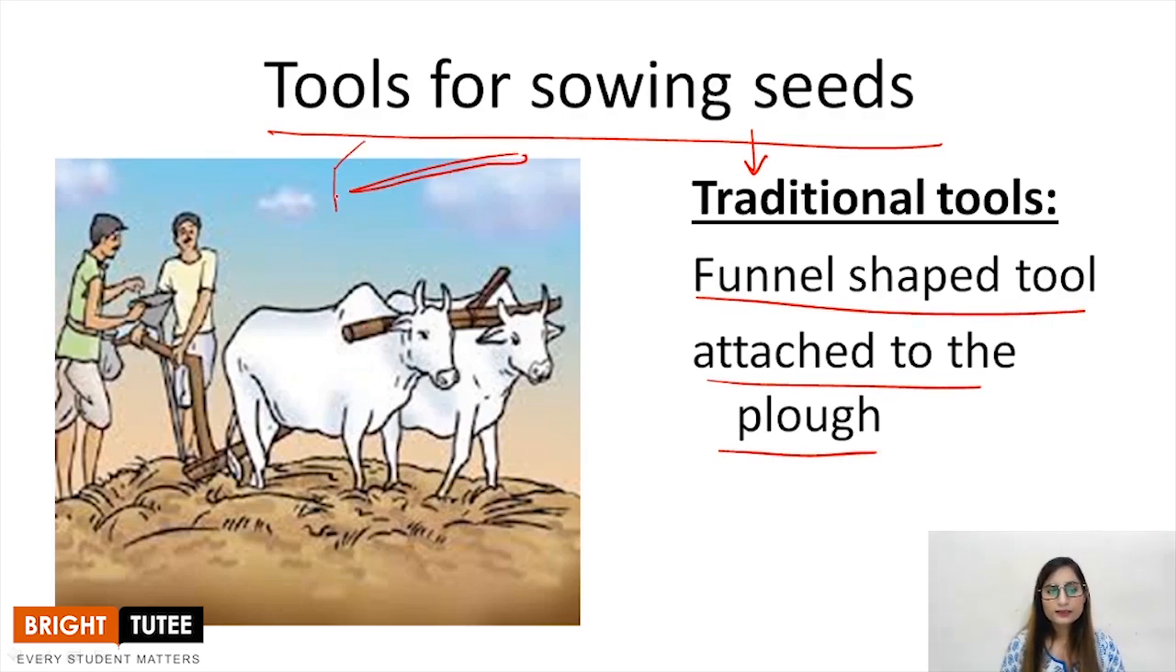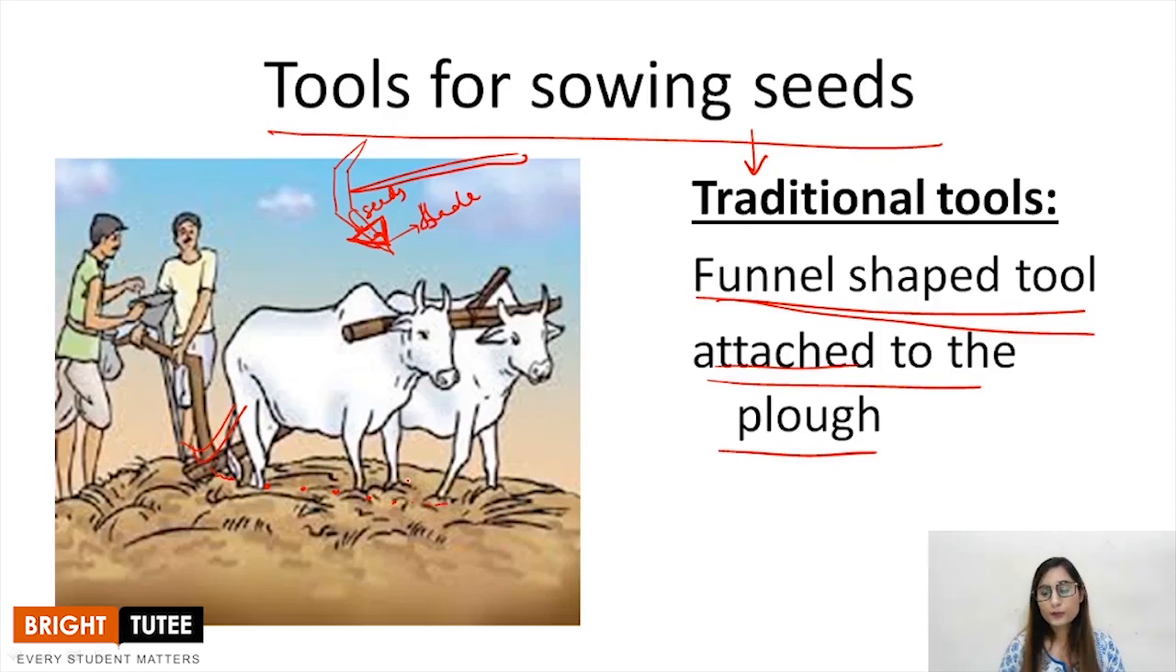It has this kind of structure at the back, and this end has a sharper end, right? This is kind of a blade. Now, a funnel shaped tool is attached to the plow. Here we attach the funnel shaped tool in which we have put the seeds. Now, when this plow is pushed by the cows, this funnel shaped tool drops the crop at certain intervals, right?